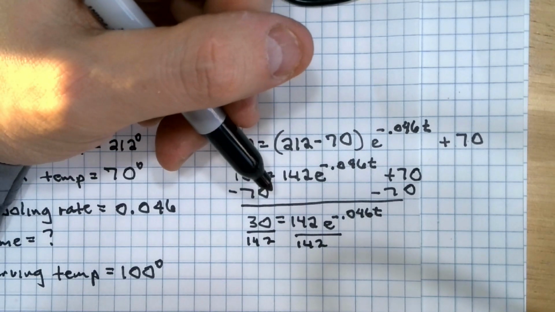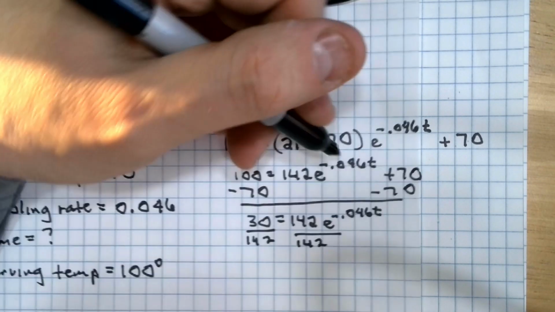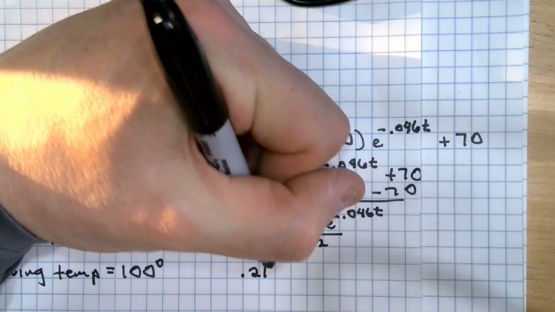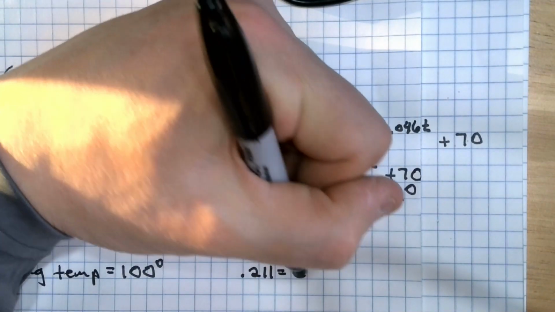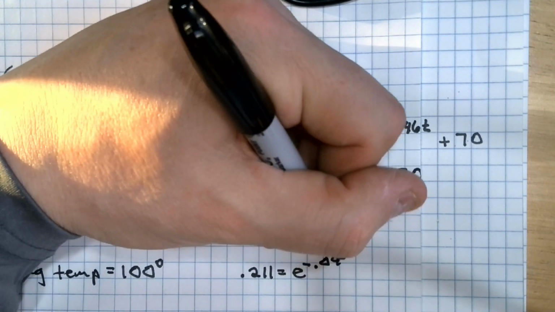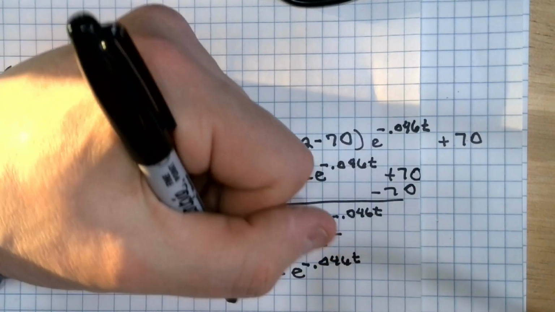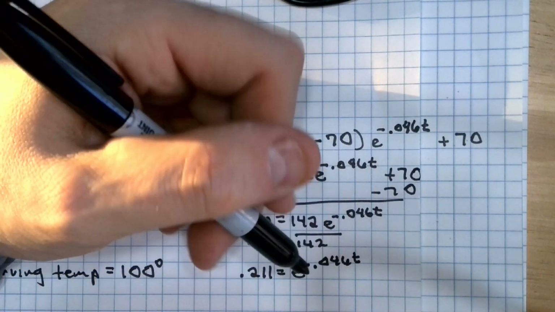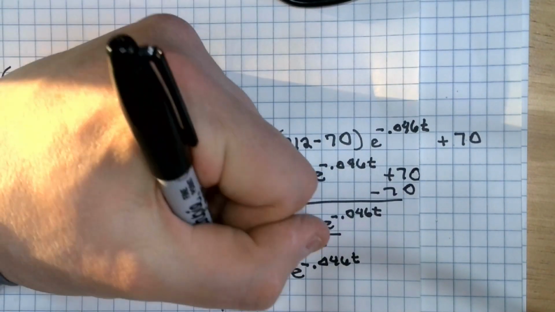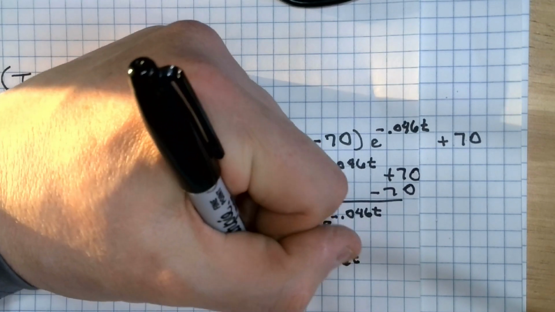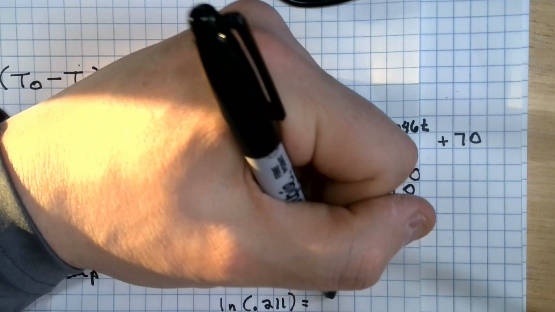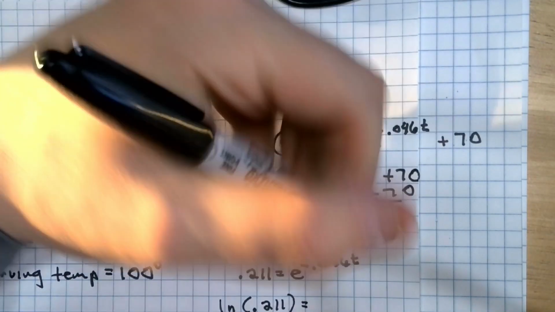And what is that when we divide that out? It's approximately 0.211 equals e to the negative 0.046 t. Now we have the e raised to the 0.046 t all by itself, which is what we want to get. And so what we now need to do is take the logarithm of both sides. But since we're dealing with e, we can take the natural logarithm of both sides, 0.211. And I'll take the natural log, and I'm actually going to bring this out front.